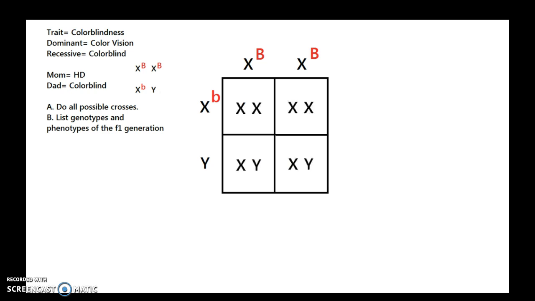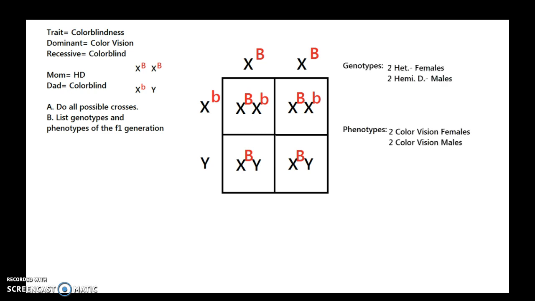We immediately fill in all our X's and our Y's because, once again, it's a sex-linked trait. And then we could bring down all of our B's to fill in everything. Remember, nothing goes on the Y, ever. It's too small of a chromosome. It will not hold those genes. So filling in our genotypes, we have 2 females that are het and 2 males that are hemizygous dominant.